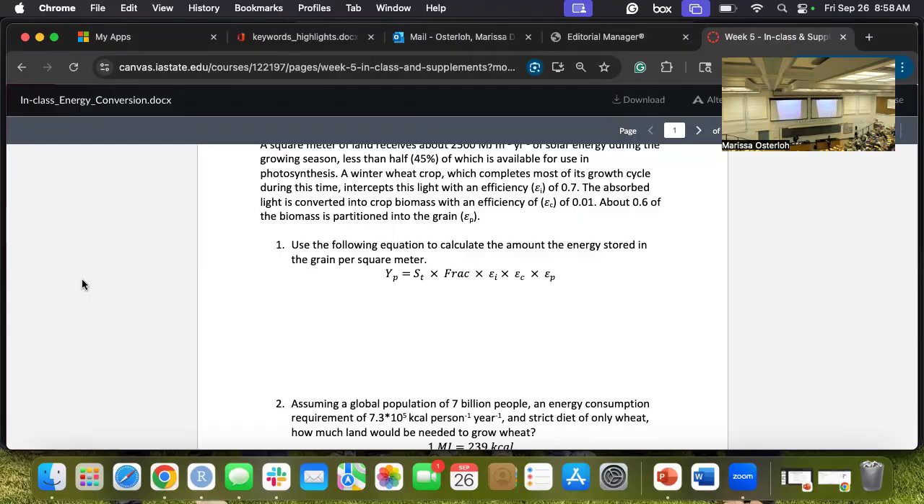Okay, so for number one, it's asking us to find the amount of energy stored in the grain per square meter. And the formula is given here. So the first step is picking out the numbers you need from this huge block of text here. So the first one is the solar energy, and then you'll find your 45% there. The EI, EC, and then the EP.